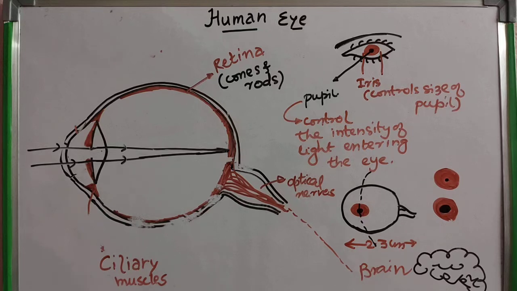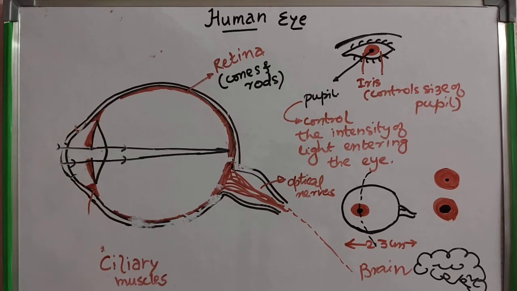So this happens when our ciliary muscles relax. When the ciliary muscles are relaxed, the lens becomes thin, and the image is formed on the retina. So this is the case when the object is far away.